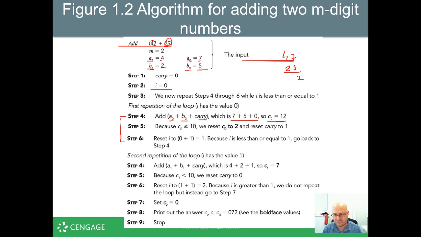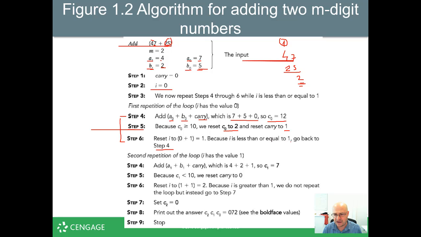Remember that I put 12. Now, because c0 is greater than 10, this is step 5, we reset c0 to 2. This is c0 now. And carry digit is 1. The carry digit was put here, right? Then reset I to 0 plus 1. Because I is less than or equal to 1, go back to step 4.